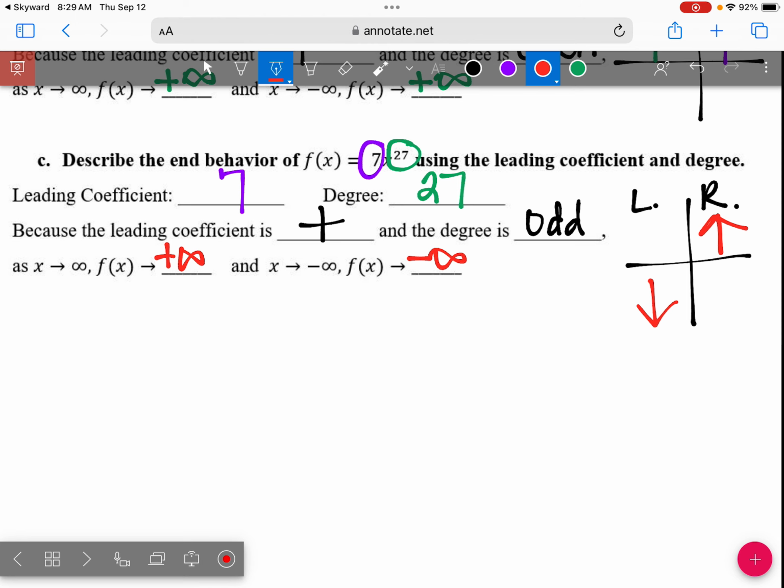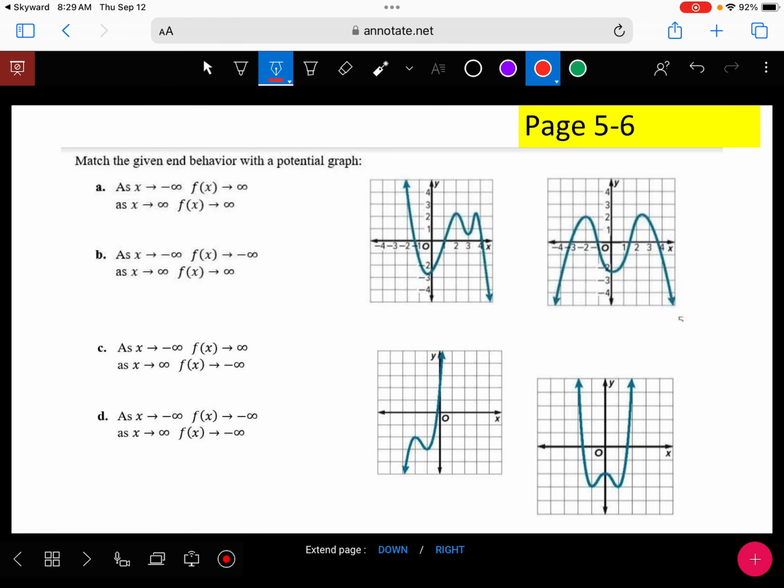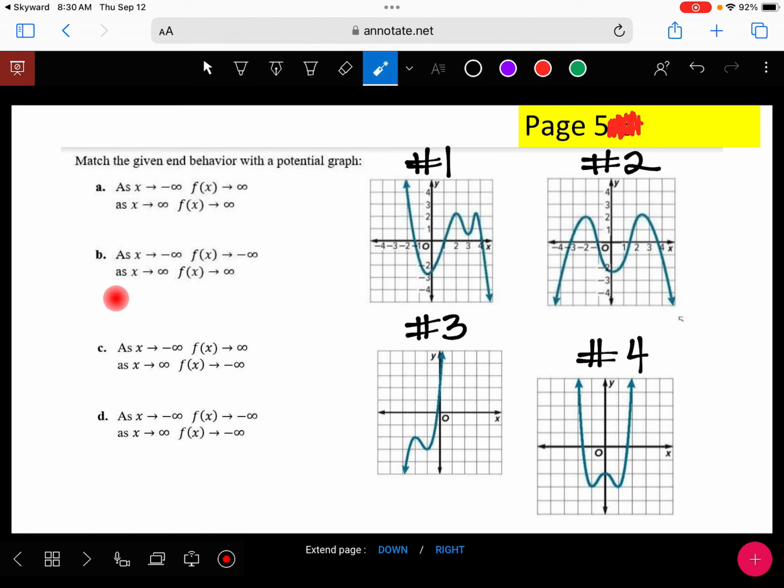Okay, so I'm actually going to skip to the bottom of page 5. And I want us to do some matching. Okay, so we have A, B, C, D. And I want you to go ahead and label this number 1, number 2, number 3, number 4. We're going to match these letters to the graphs. So the first thing we're going to do is look at the end behavior. I think that's probably the easiest way to approach it.